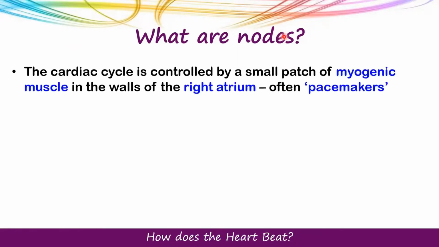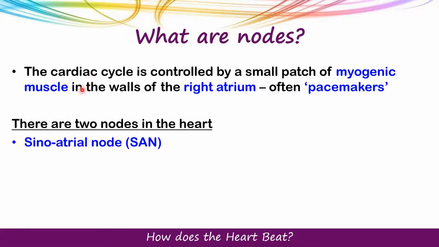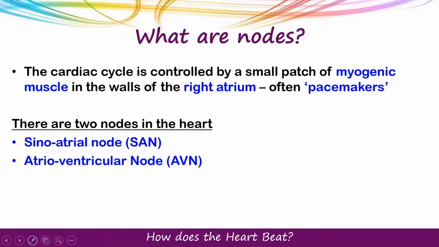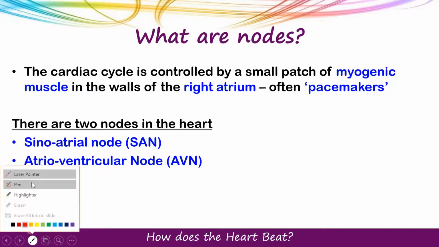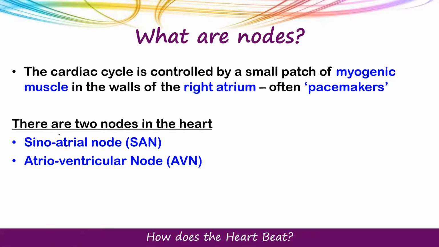So in the heart, this cardiac cycle is controlled by two nodes. One of them is known as the sinoatrial node, or the SAN, and the other is the atrioventricular node, or AVN. These nodes control the cardiac cycle. It starts with the sinoatrial node and is then sent to the atrioventricular node. Both of these contribute to the myogenic activity of the heart, as it contracts on its own automatically.